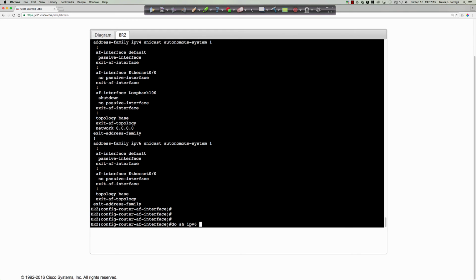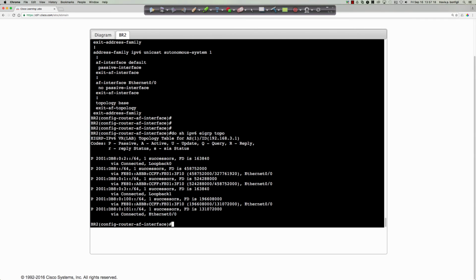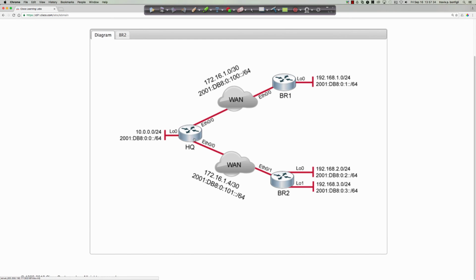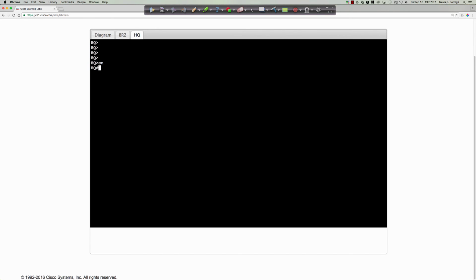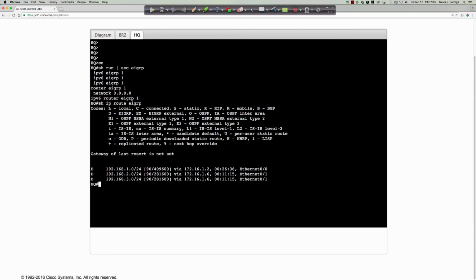All right, and what about the topology table? Do show IPv6 EIGRP topo. And again, we've got the sort of ridiculously large metric numbers that we're dealing with because of the 64-bit. And like I said, it's backward compatible. So if a router is not running named mode, like I believe HQ, let's check it out. Is HQ running named mode? Show run section EIGRP. And it clearly is not. So show IP route EIGRP, and there you go. HQ is still evaluating those metrics on a 32-bit scale. Excuse me. And that's okay.